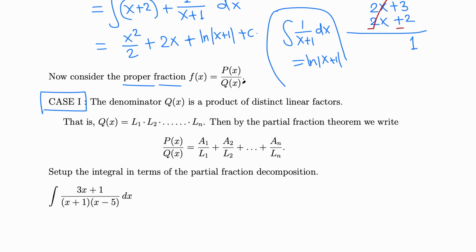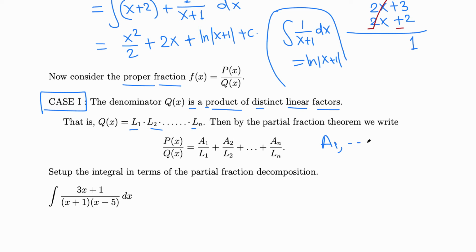Suppose q, the bottom polynomial, is a product of distinct linear factors. Suppose these are several linear factors. Linear means degree 1 factors. That is, say q is just L1, L2, up to Ln. Then we can write this complex fraction as some number over the first linear factor plus some number over the next. A1, A2 are numbers, okay?